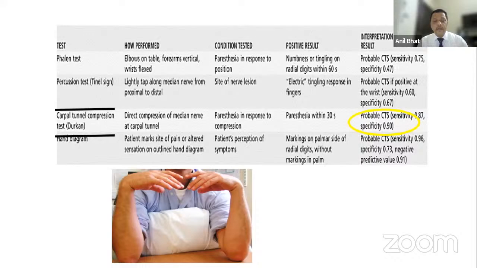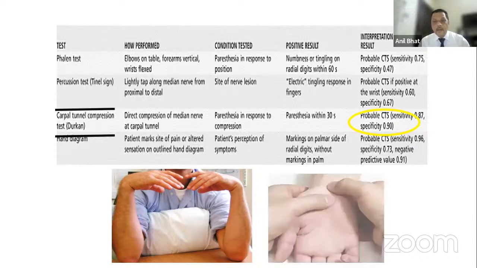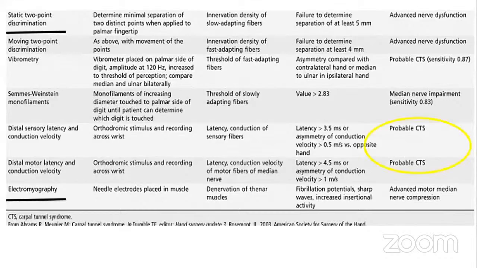And some people, even if you keep them like this, are continuously having paresthesia and things like that. Durkan's is like this, where you really compress the nerve along its course in the tunnel itself. Again, at least 30 seconds. Paresthesia within 30 seconds is taken as a very specific finding compared to Phalen's, which is for 60 seconds. There are so many other tests like two-point discrimination and of course your NCV.